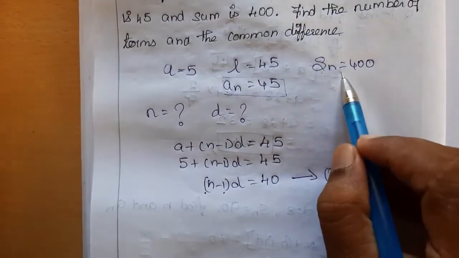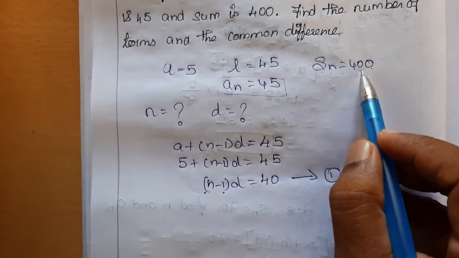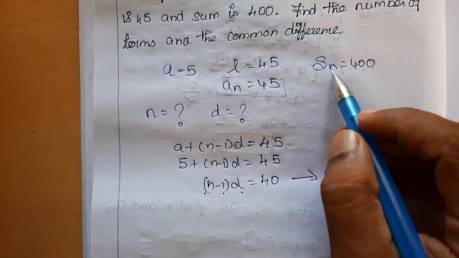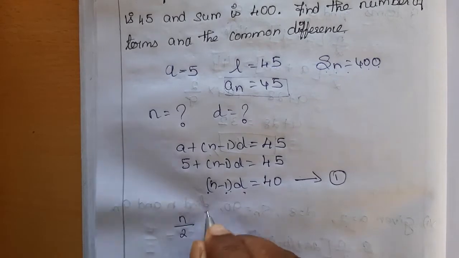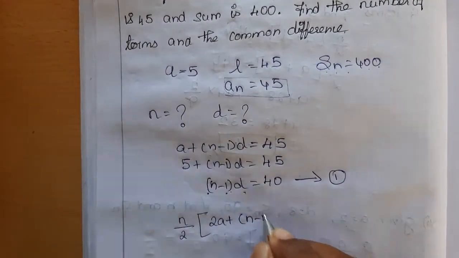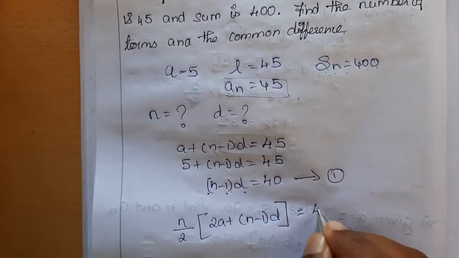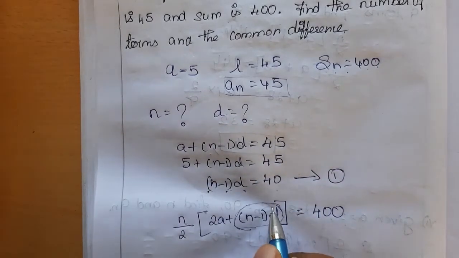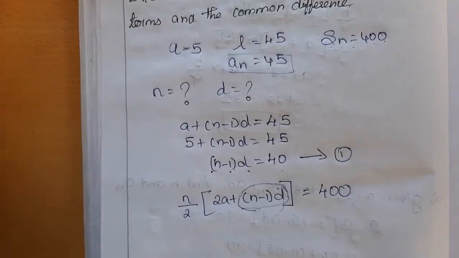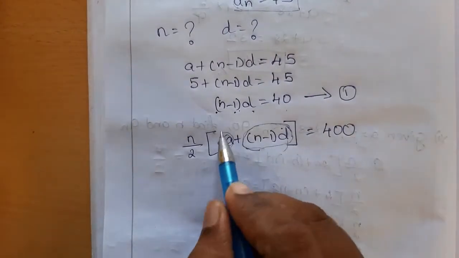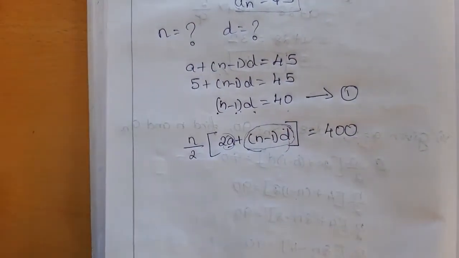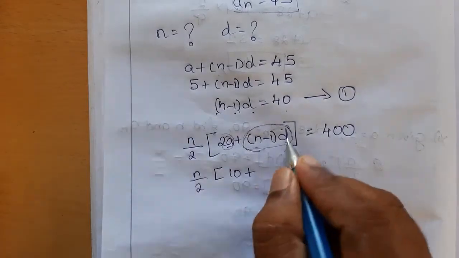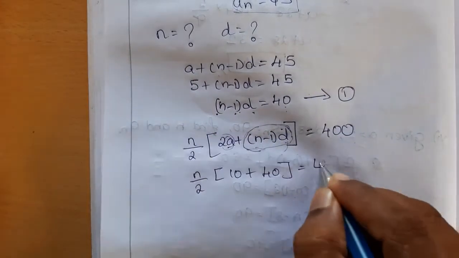And the other condition given is Sn is equal to 400. In Sn we have the value of n minus 1 into d, so we can substitute there and find the value. So Sn we can write as n by 2 into 2a plus n minus 1 into d is equal to 400. Now we can see n minus 1 into d is there. So in this term we can substitute 40, and a we can substitute the given 5. So we will get the n value here. So n by 2 into, a is 5, 5 twos are 10, plus n minus 1 into d is 40, is equal to 400.